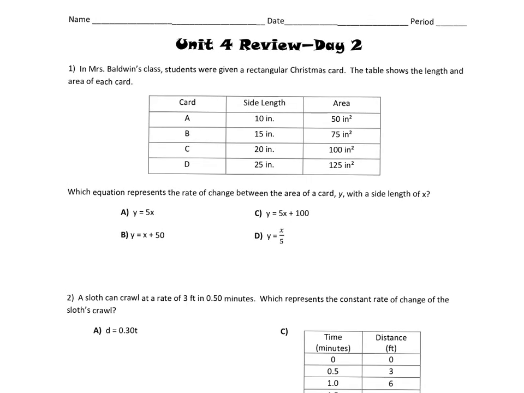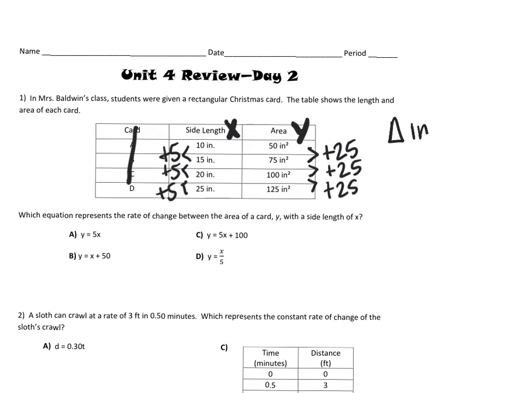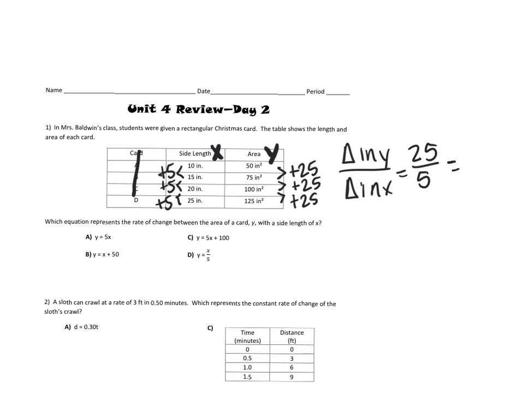So we've got the same information going. We really don't need this information. We just need this one. So this is our X and this is our Y. Okay, so we're going to go with the change here over the change here. So the change from 50 to 75 is plus 25. The change here is plus 5. So the change in Y over the change in X is 25 over 5, which equals 5.